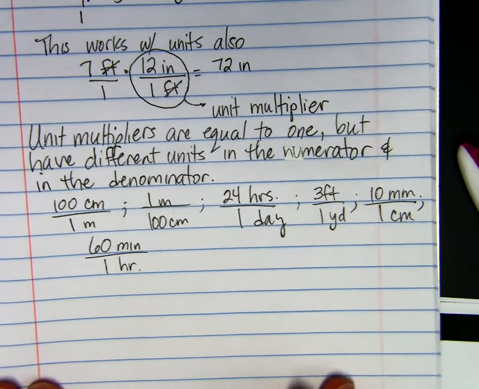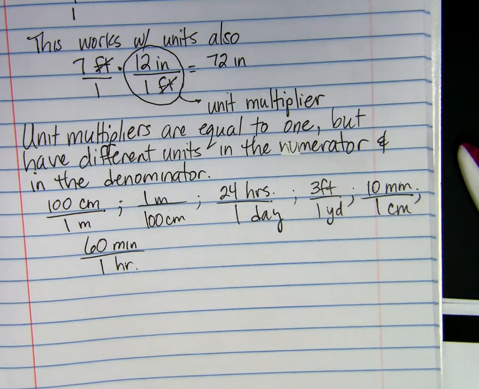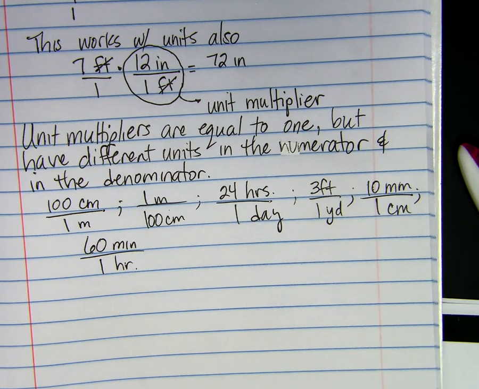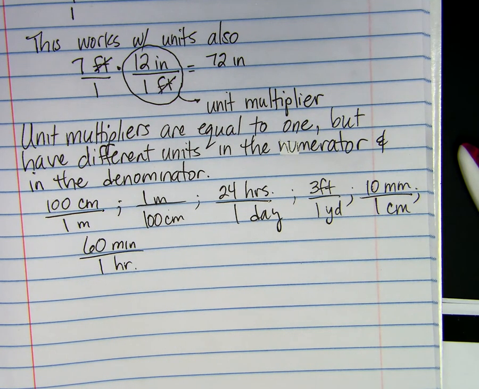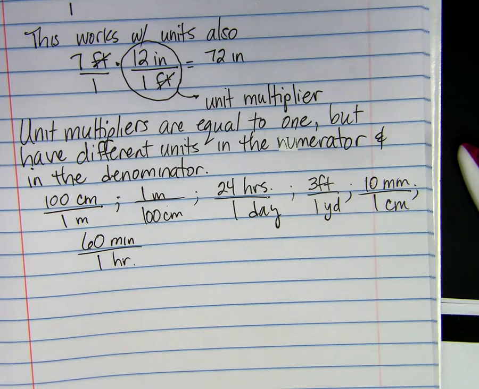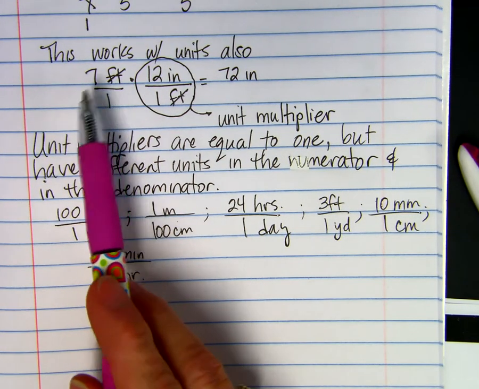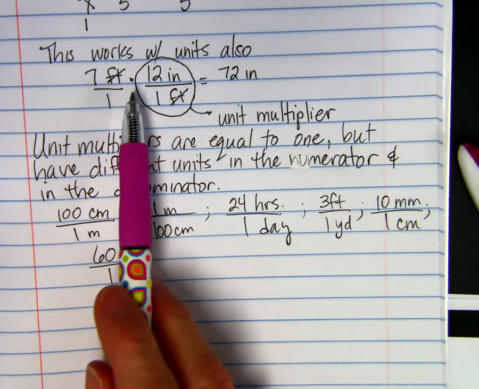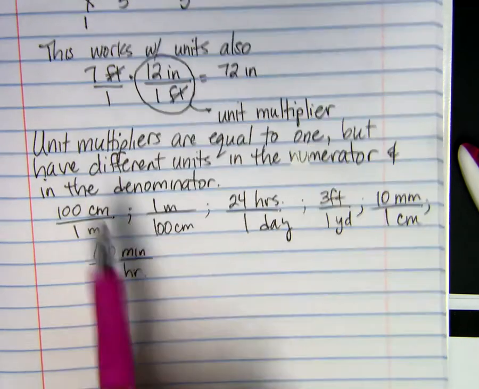We can use unit multipliers to convert from one measure to another. And what you want to do is you want to use a unit multiplier that has the unit you want to get rid of in the denominator and the unit you want to change it into in the numerator. That's if the unit you're given is already in the numerator. So in this instance, we wanted to change feet to inches. So we found a unit multiplier that had feet in the denominator and inches in the numerator.